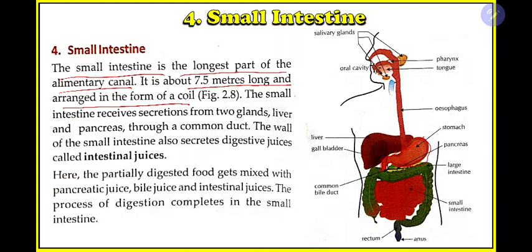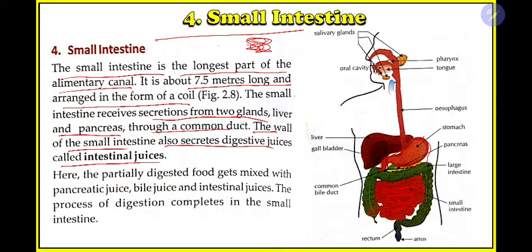So how is it arranged in our body? It is arranged like, for example, this is the long coil, long tube. It is arranged like this coil in our body. So in this part it is arranged like here, not a straight pipe. It is arranged in the form of a coil. The small intestine receives secretion from two glands, liver and pancreas, through a common duct. The wall of the small intestine also secretes digestive juices called intestinal juices.